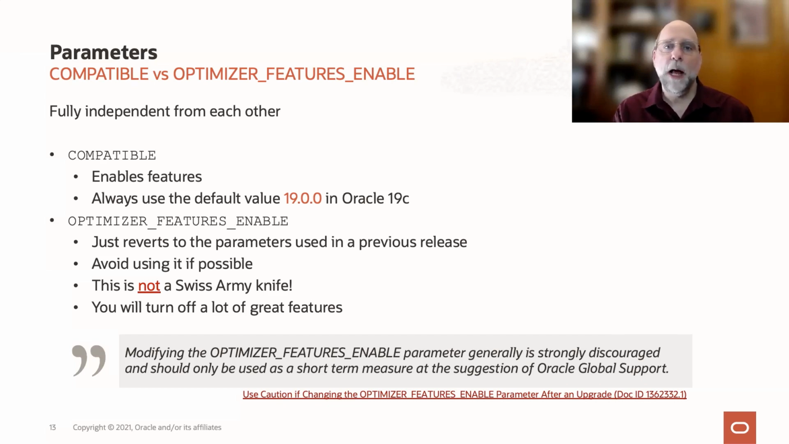But if you're using optimizer features enable across the board, it's kind of like using a sledgehammer to kill a flea. It's a very blunt instrument when a more surgical instrument would probably do. So compatible is about on-disk structures, but other parameters are really more about your memory usage, which of course can have a huge impact on your performance. So I'm going to let Mike talk about the most important memory parameters.